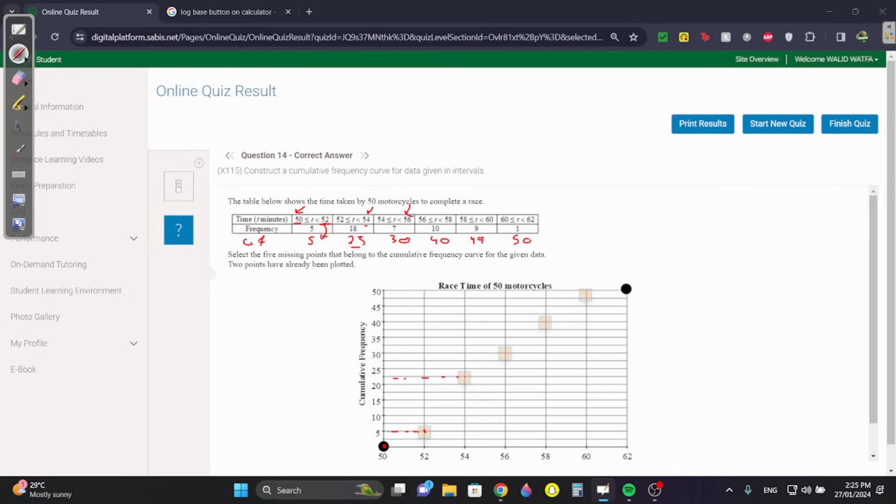Okay, 56 goes with 30. And in this case, look, 56 goes with 30. The last number of the box goes with the cumulative frequency. 58 with 40. 58 went with 40. And then 60 with 49. So 60 with 49 somewhere here. So you just put the box here. And then 62 with 50, which is already given. 62 with 50. That's the cumulative frequency from term 1.